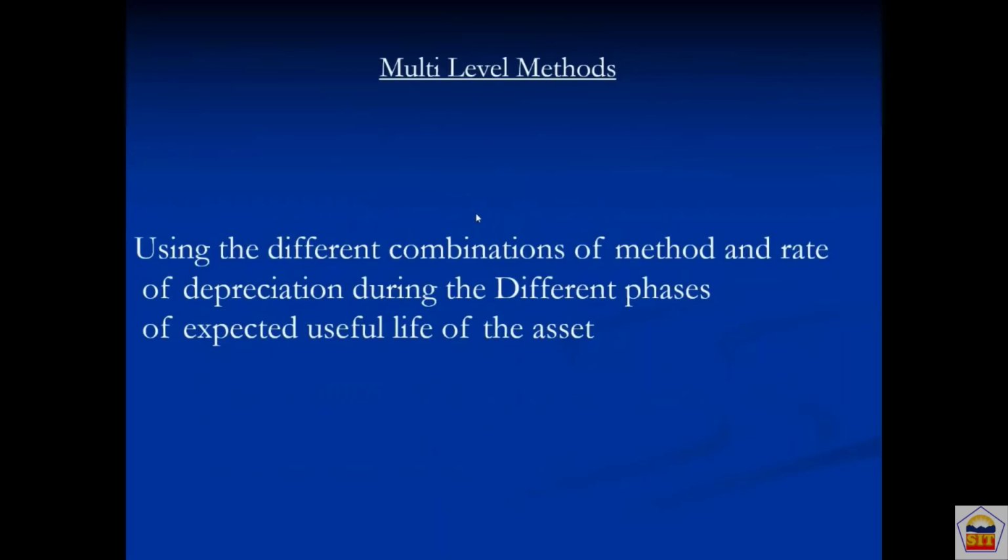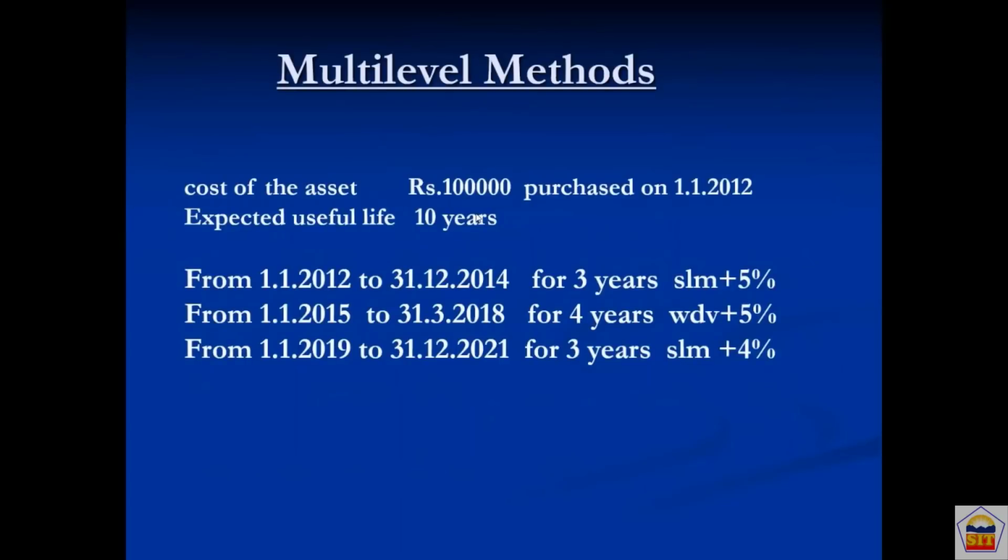Here it is saying that we have the multi-level method. Under the multi-level method, we can use different combinations of method and rate for the calculation of depreciation during the different phases of the expected useful life of the asset. For example, here we have an asset, and the value of that asset is 100,000. This asset will be used for the next 10 years, and we need to calculate the depreciation.